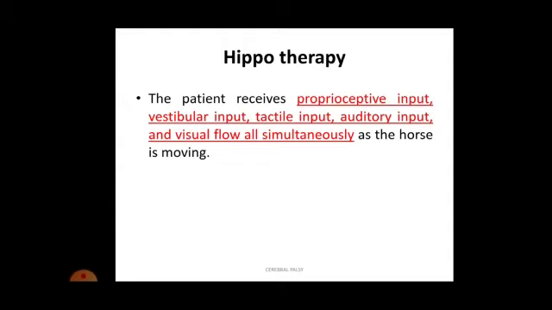So proprioceptive input by the movement of joints, vestibular input by the movement of the head in relation to environment and the remaining part of the body, tactile input by contact with the horse of different body parts, auditory input, that is by different cues or instructions given by the physiotherapist or handler or attender, and because of continuously changing surroundings, visual flow will also be coming. So all this will come simultaneously, and in routine requirement we need all this.